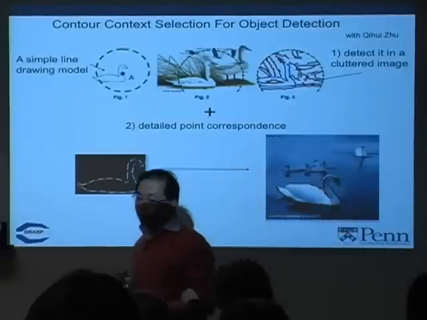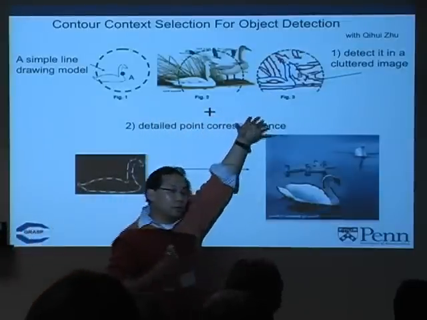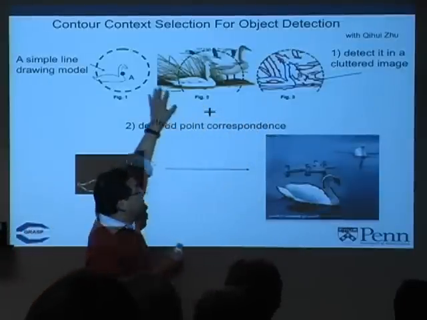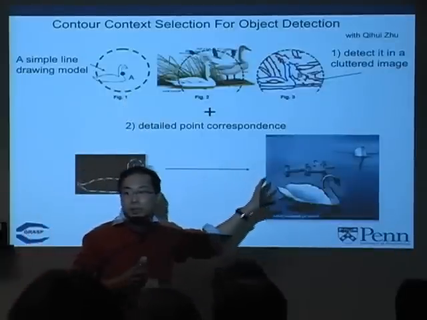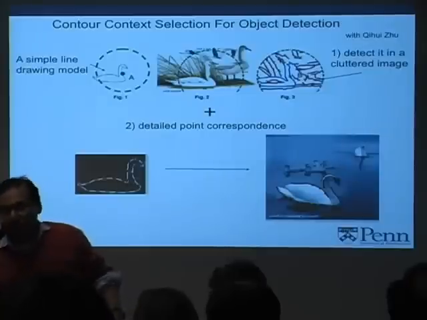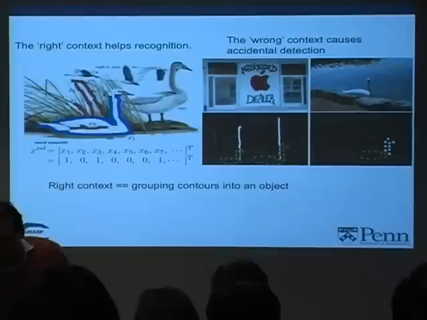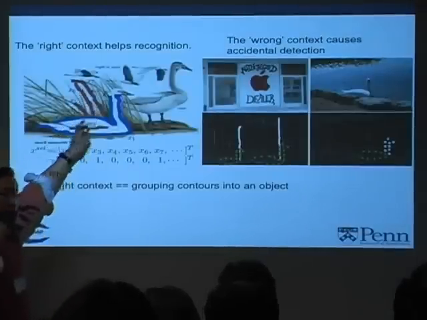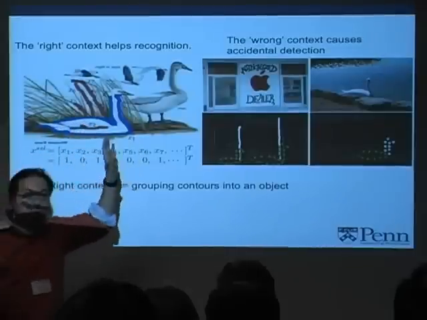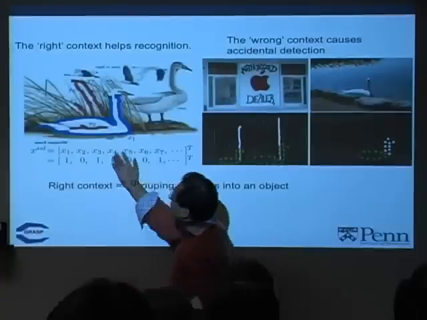So we want to achieve 2 things. We want to be able to take the contour grouping results that we have, regroup them into an object which looks like the model, and provide dense correspondence inside the body. This is going to be done for swamps and for people. This is just the start of our work. So the problem is basically to find the right context. We know that the right context helps, and the wrong context hurts because it makes you have false positives. So what is the right context?